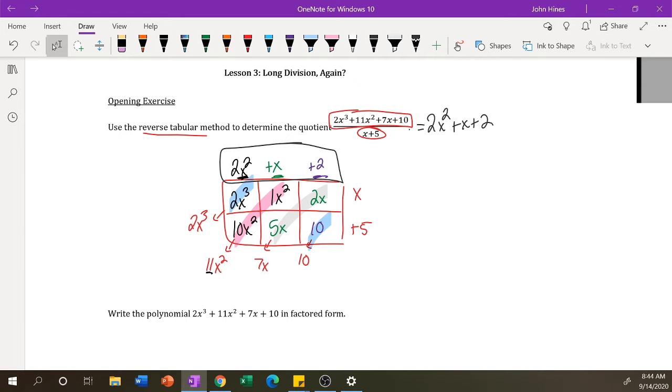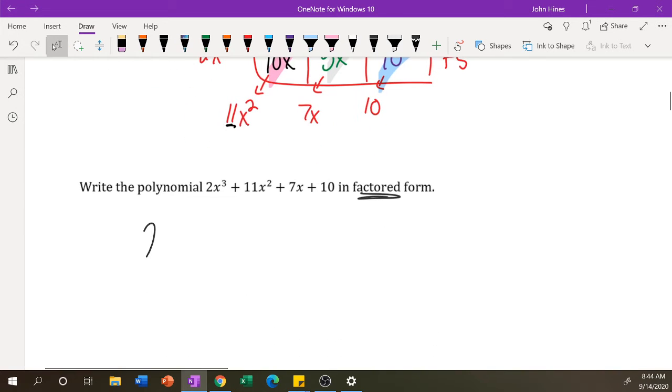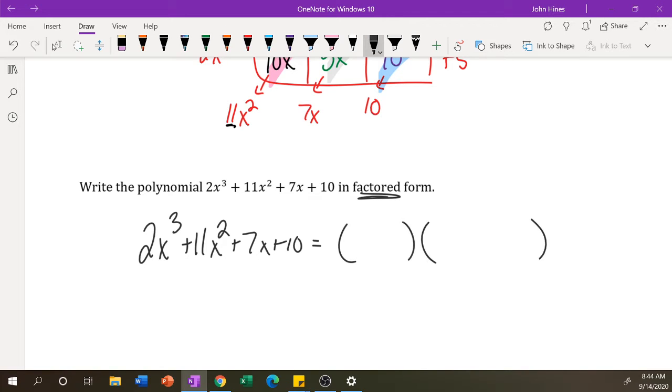What we're going to be doing in the future is using division to factor polynomials. And factoring is just writing it as a multiplication problem. So my question here is, how can I rewrite my dividend? How can I rewrite my dividend into its factors, into a multiplication problem?